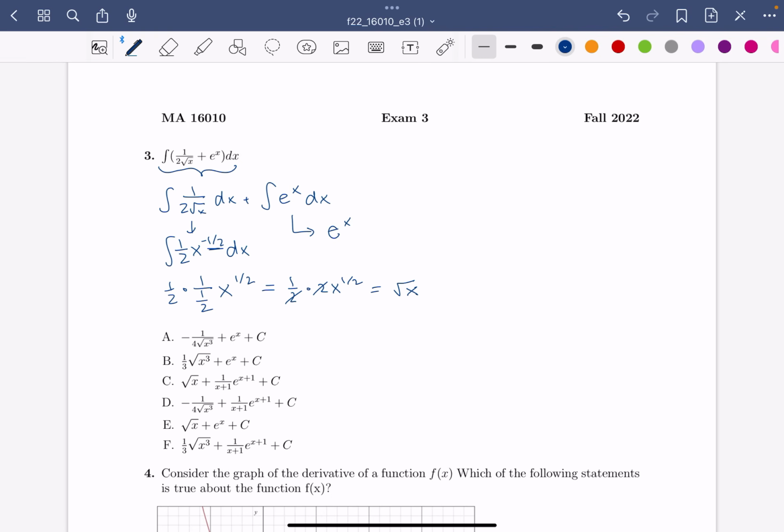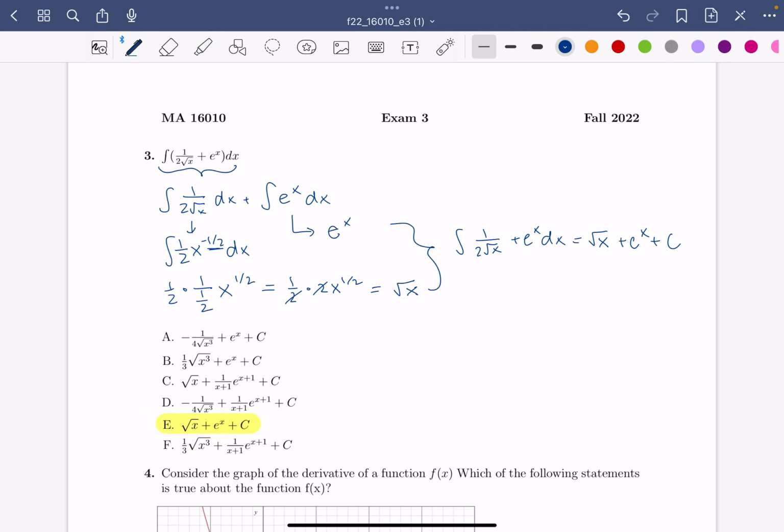So if we add these two together, we get the integral of 1 over 2 root x plus e to the x dx equals square root of x plus e to the x plus our integration constant. Don't forget it. That constant basically stands for something we may have taken the derivative of, and we don't know what that value is. For example, for a constant like 1, if we take the derivative of 1, we won't know what it is when we integrate. So, looking at our answer choices, this matches with the answer of E.